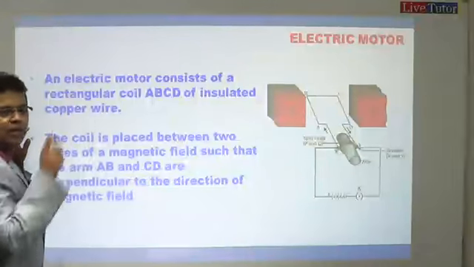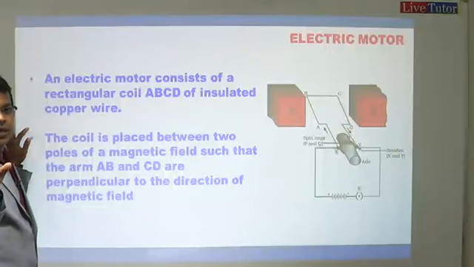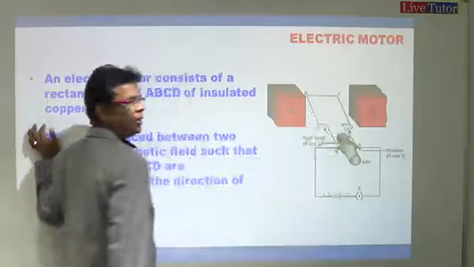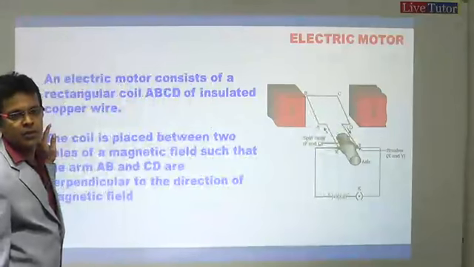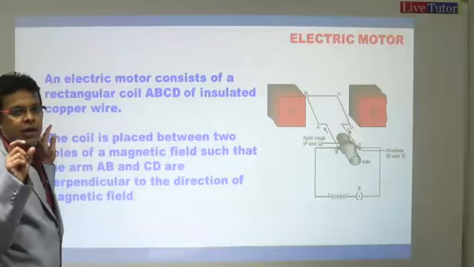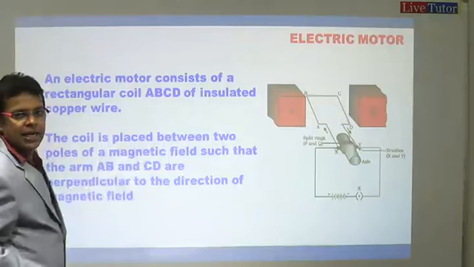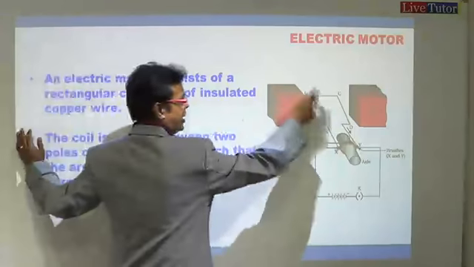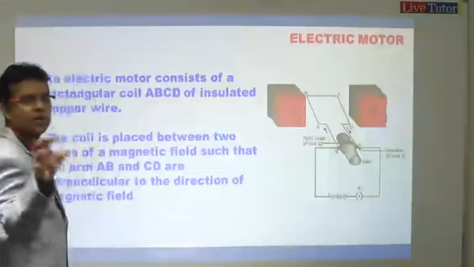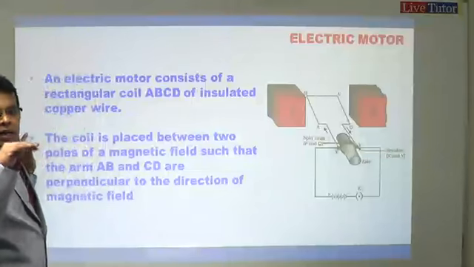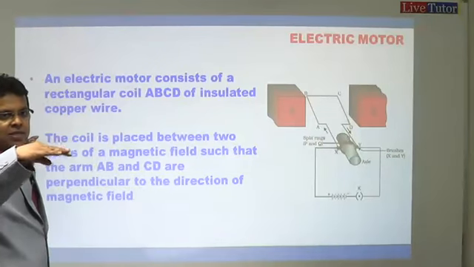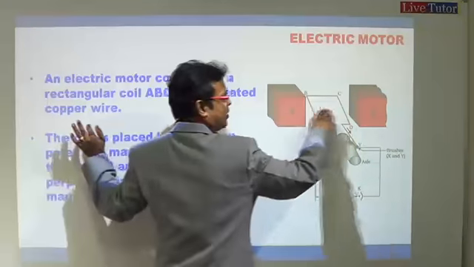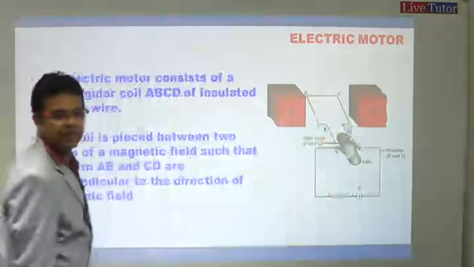Now this coil, which is rectangular in shape, we can hereafter call the armature. It is kept in the magnetic field such that these two arms, AB and CD, are perpendicular to the direction of the magnetic field. You see that? This is perpendicular to the direction of the magnetic field.